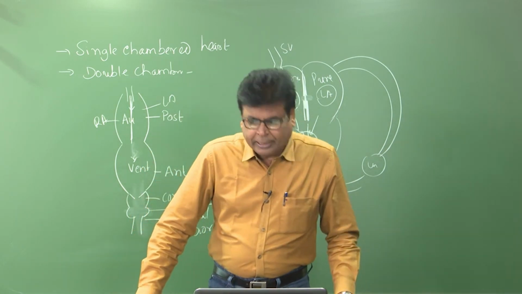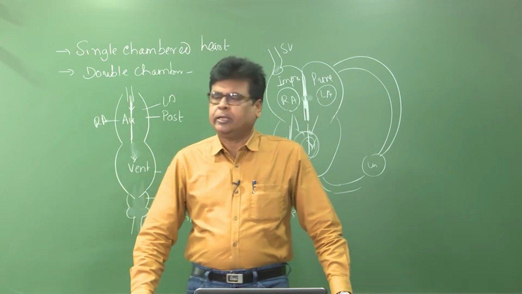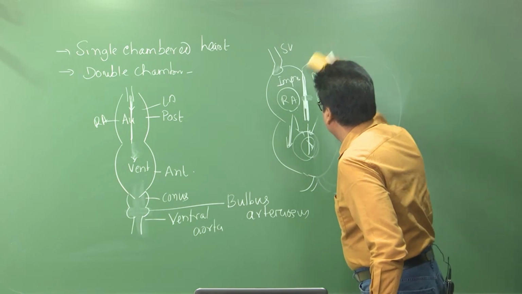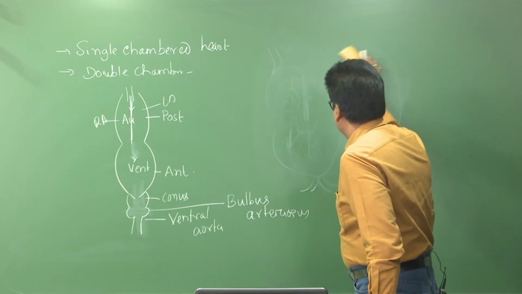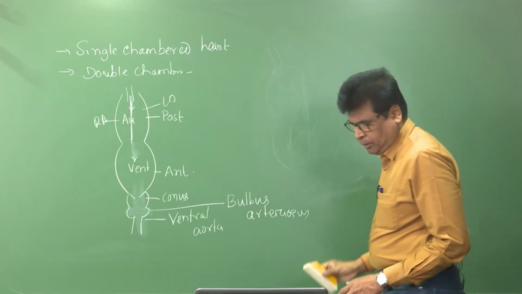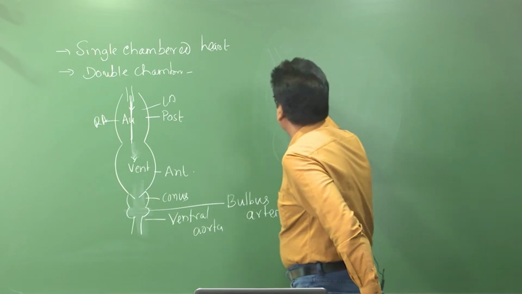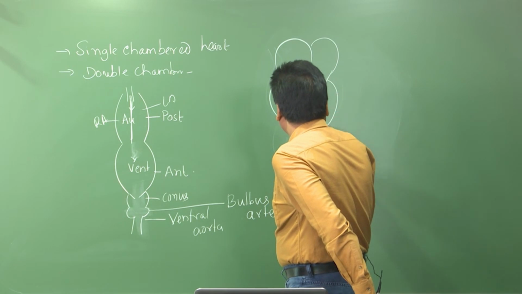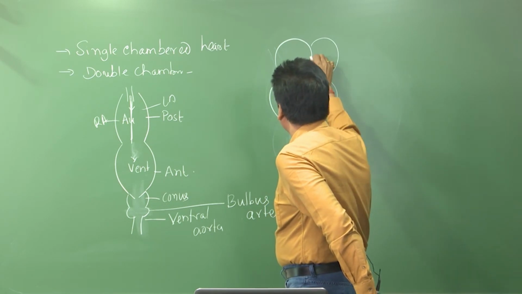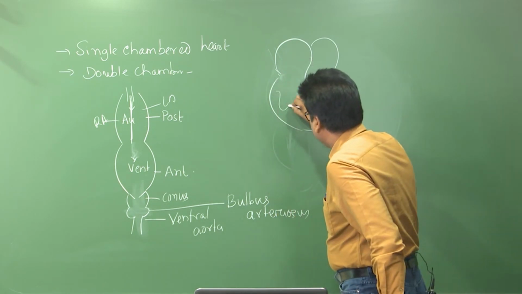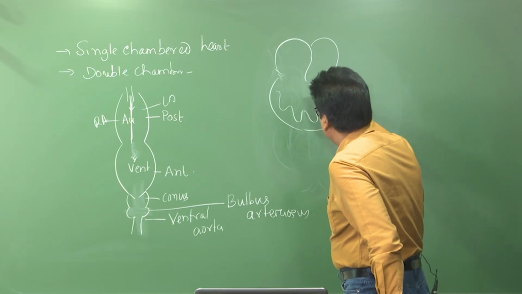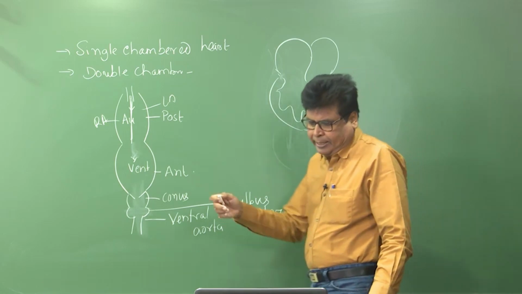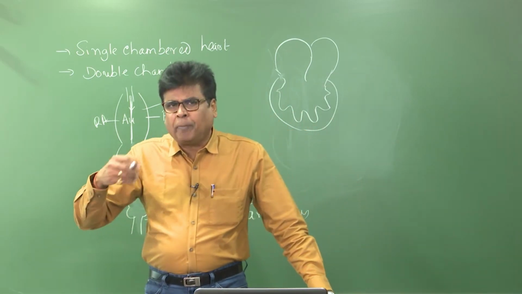Now what happens? Deep pockets develop in the ventricular cavity. I am now drawing one rough picture just for clarity, for actually explaining this one. For example, this is the auricle and this is the ventricle. This is the septum. Now this ventricular wall is deeply pocketed, that means the wall of the ventricle is muscular and it develops deep pockets.